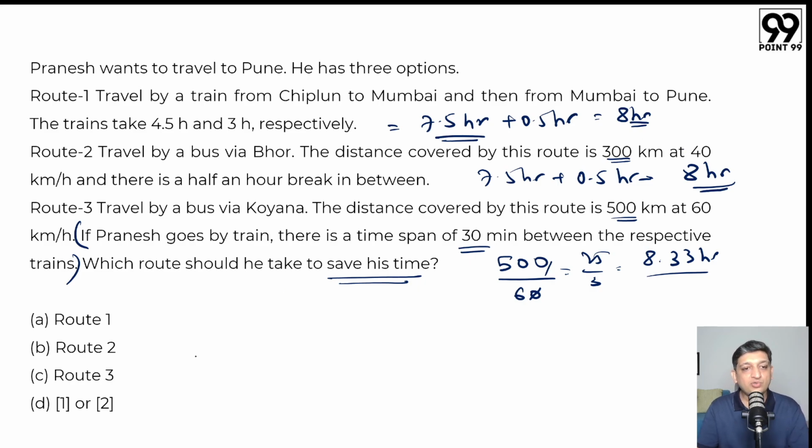Route 1 or route 2, either of them is going to be equally fine. So in this case, the correct answer is option D, that is 1 or 2.